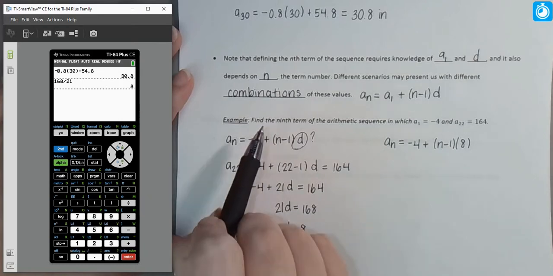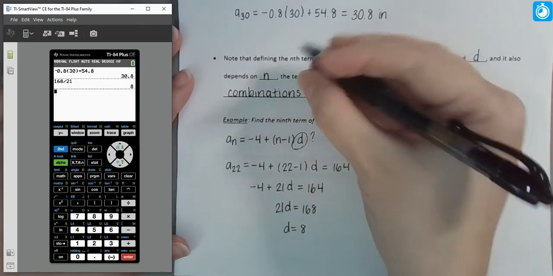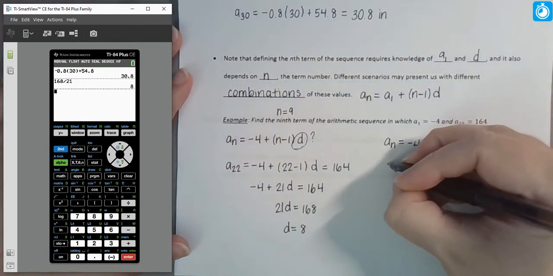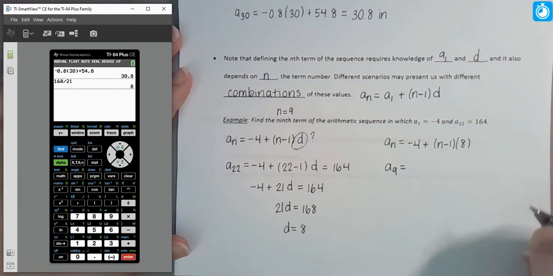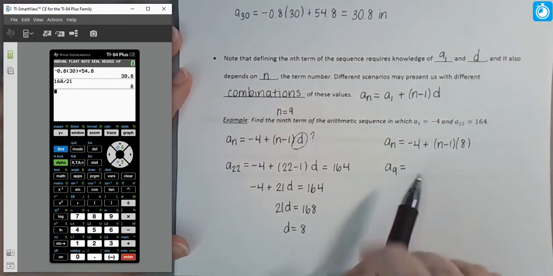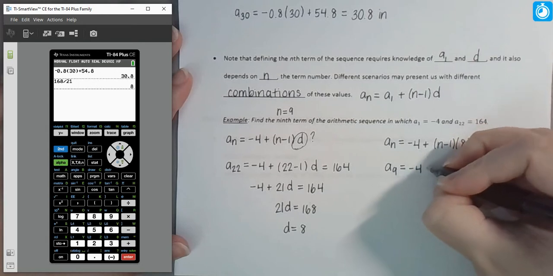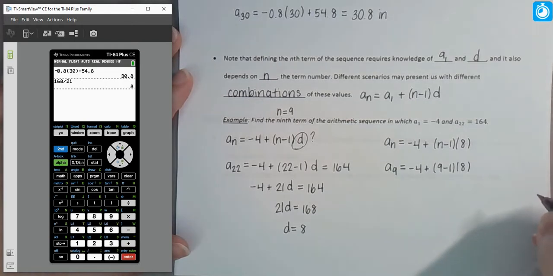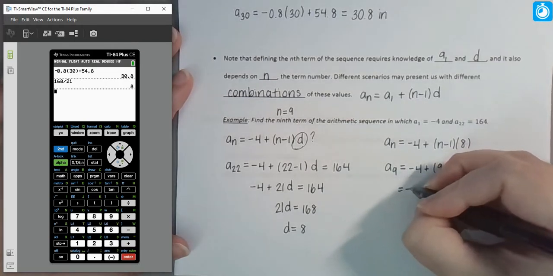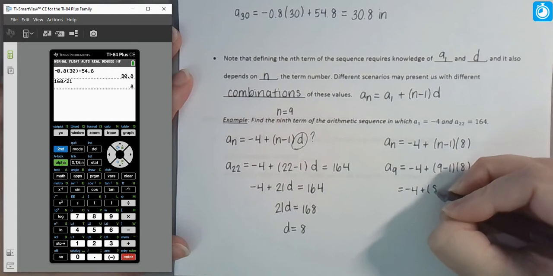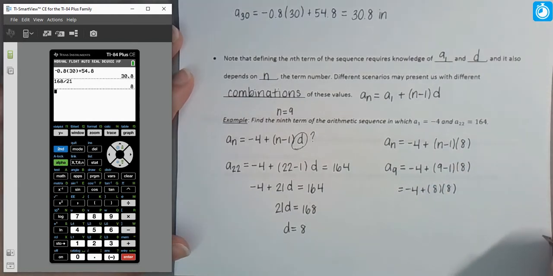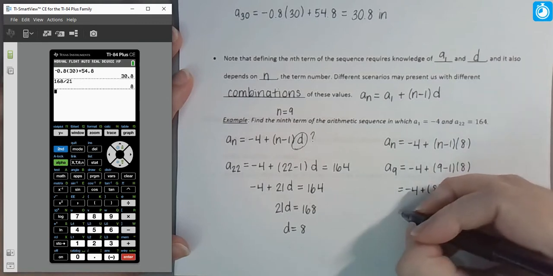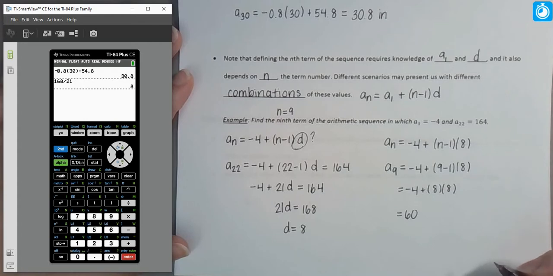So we're not quite done, because what do we want? We want the 9th term. So in other words, we want to determine what the value would be when n is equal to 9. So we want to find a sub 9. Well, we can find that value by substituting a 9 in place of n. So this is going to be negative 4 plus 9 minus 1 times 8. So that's going to be negative 4 plus 8 times 8. Well, 8 times 8 is 64. Negative 4 plus 64 is going to be 60.